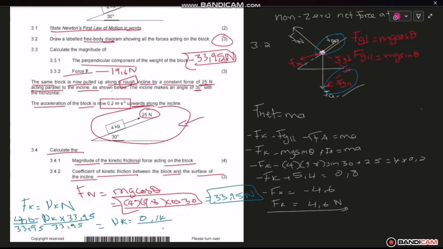If they ask you why mu k does not have an SI unit, it's because it is the ratio of two forces. That's the answer that you must give when they ask that.